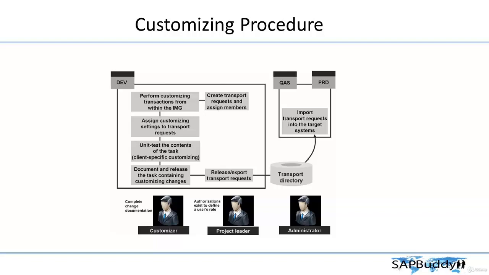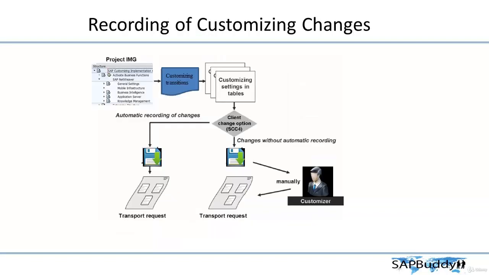So in order to have good quality of your customizing and of the project delivery, it is very important that you have the structures, guidelines and procedures, as well as the documentation for each customizing and how it is released to the productive systems. Now let us see the recording of customizing changes.